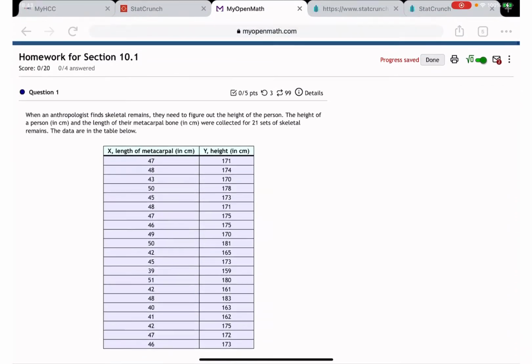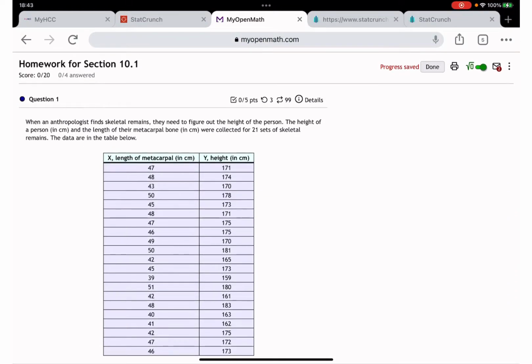All right, moving to homework 10.1. Here we are going to use StatCrunch. You know where to open StatCrunch, and I'll show you how to work in it again. I found a way not to do any adjustment when you are copying the data from the table to StatCrunch. All right, let's go.